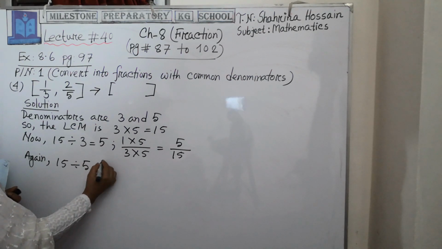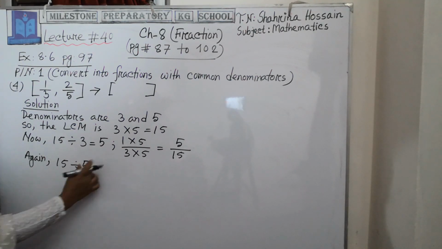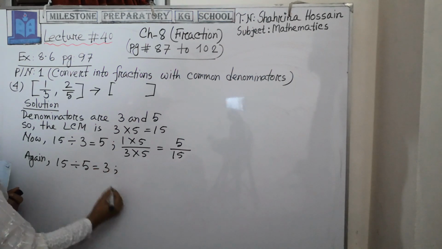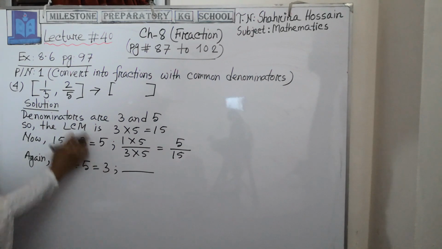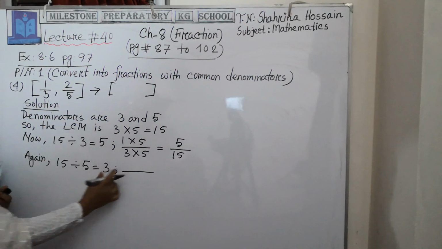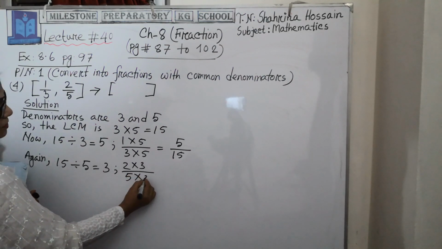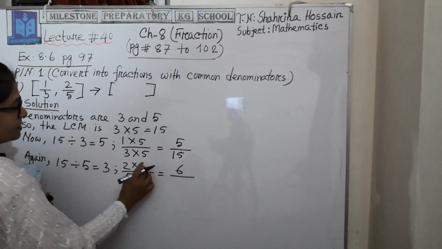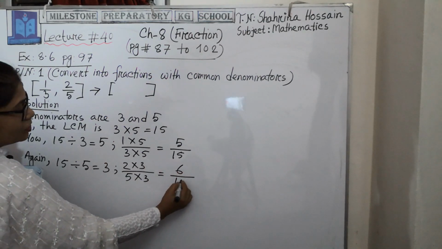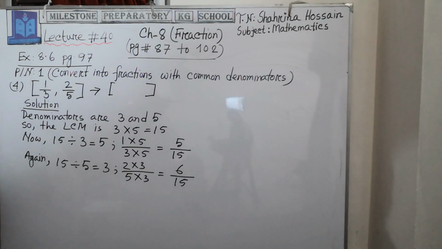5 equals to, that means 15 divided by 5. So my answer is 3. Now again we will multiply the whole fraction with this answer. That means 2 into 3, then 5 into 3. So now I will get 3 2s are 6 numerator, and denominator is 3 5s are 15.